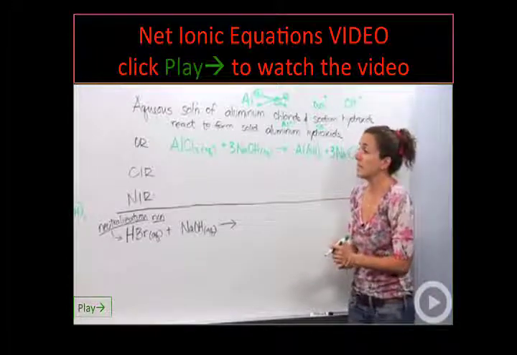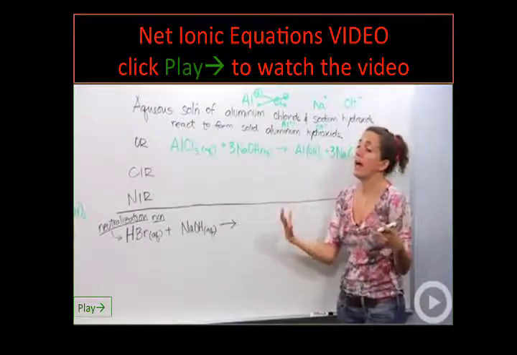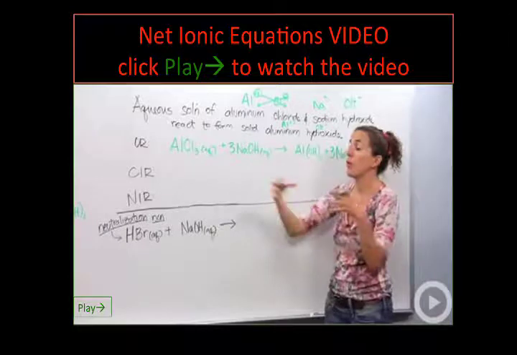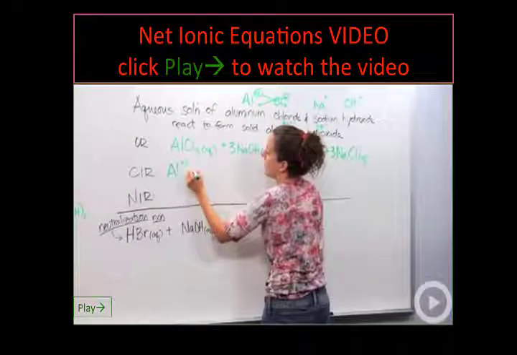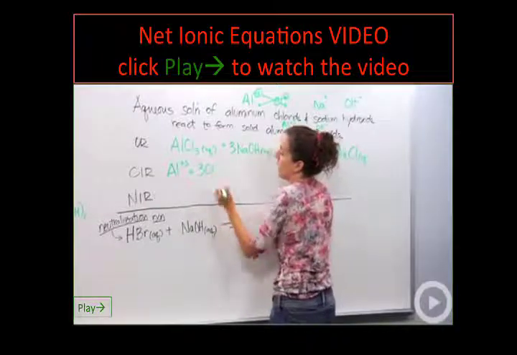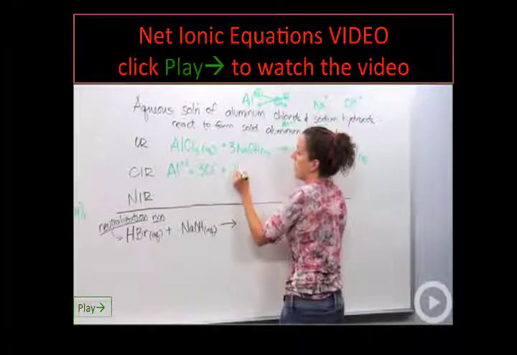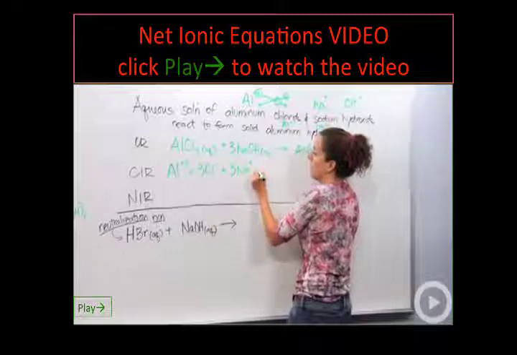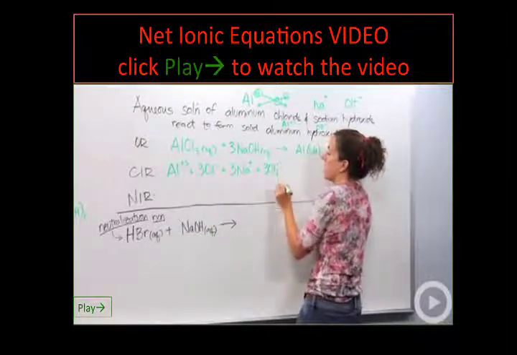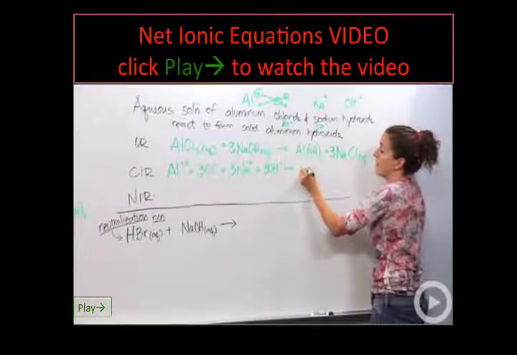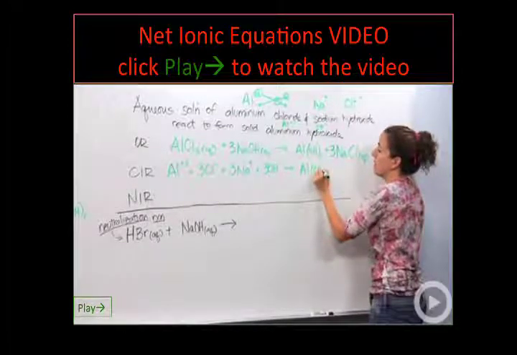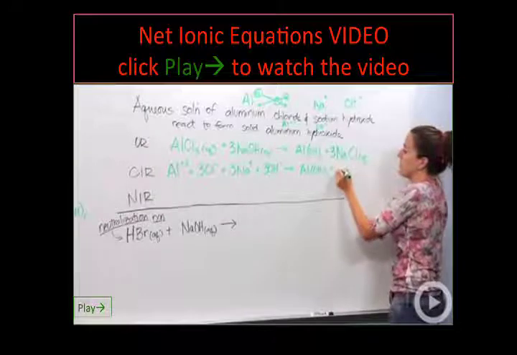All right, so let's do our complete ionic reaction. We can break it down. Don't forget, aqueous solutions need to be broken down into its ions. Let's do that. We have Al plus 3 plus 3 Cl minus ions plus 3 Na plus ions plus 3 OH minus ions. Yields, this is our solid. We're going to keep this together. Al(OH)3. And then this is aqueous, so we're going to break that up.